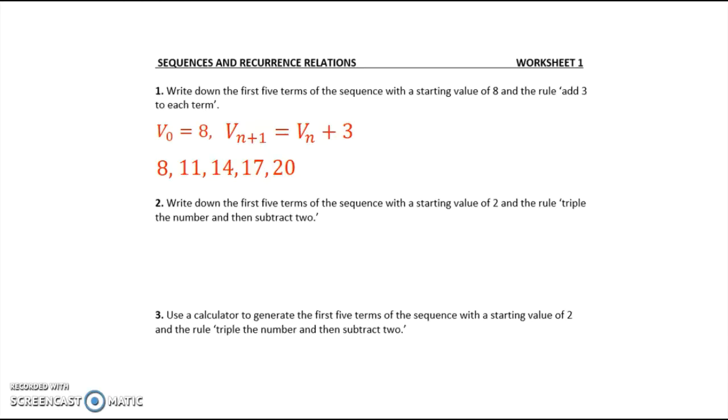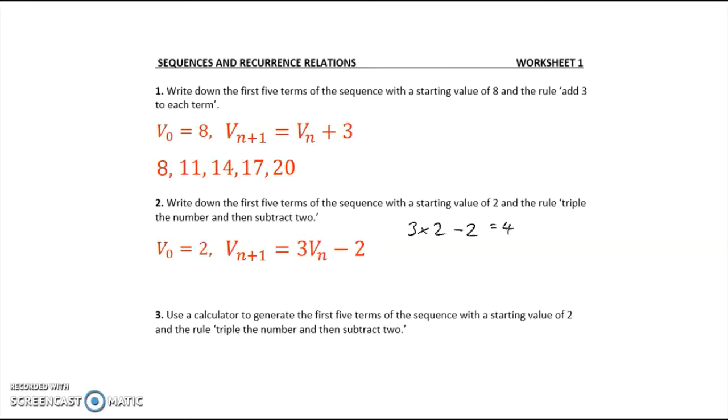Okay, a lot happening there. This can be written as the following. v0 equals 2, v(n+1) equals 3, multiplied by the previous term, which is vn, subtract 2. So this is what we have to do each time.